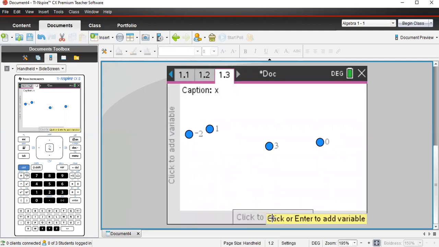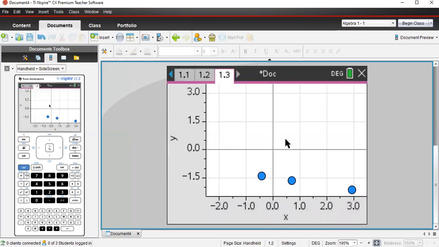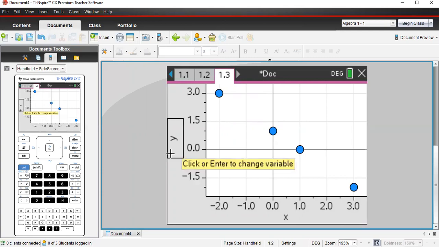Then we go to the home screen, and we're going to use this right here. Down here, we put the x, and over here, we put the y. This line right here is the x-axis. This line right here is the y-axis. If you want to know what a point is, just click on it, and it gives you the coordinates. It tells you that the coordinates for the y-intercept are 0, 1. So that would be the answer. That's it.